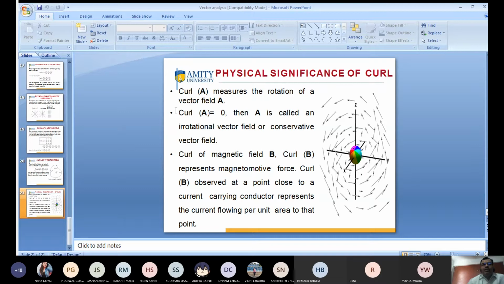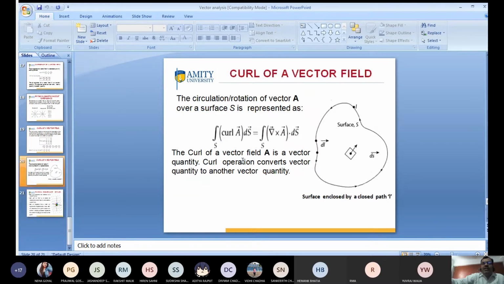Again I tell you, suppose that curl of A is equal to 0, then what is the value of A? A is a vector quantity. It is said to be irrotational, or it is known as a conservative vector field. What is the meaning of curl? Divergence is just flow out, it will be spread out. Curl measures the rotation. If curl of A is 0, it is said to be irrotational, known as a conservative field. So curl of magnetic field B represents the magnetomotive force.